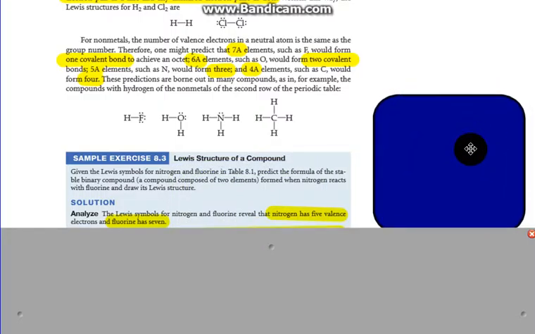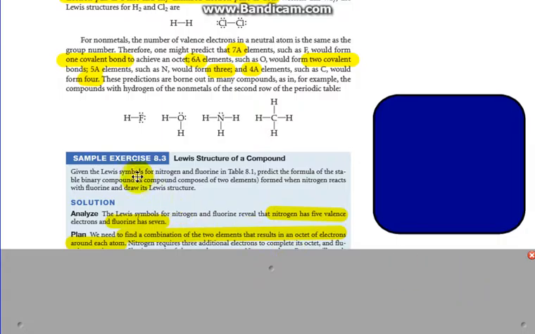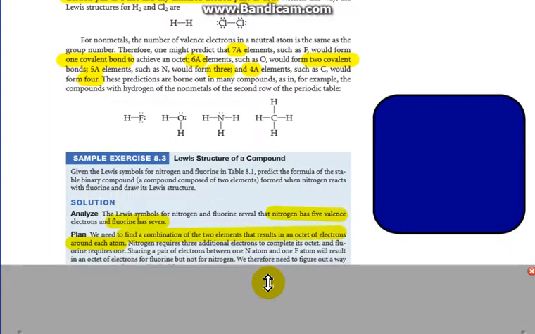All right. Looking at this example here: given the Lewis symbol for nitrogen and fluorine, predict the formula of the stable binary compound, a compound composed of 2 elements only, formed when nitrogen reacts with fluorine, and draw its structure. So if you look here, the Lewis symbols for nitrogen and fluorine reveal that, of course, nitrogen is group 5, so it has 5 electrons. Fluorine is group 7, so it has 7 electrons.